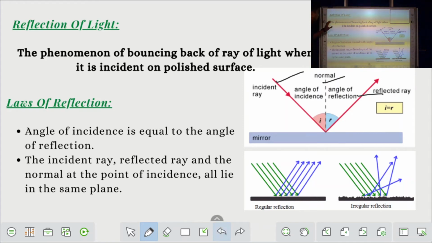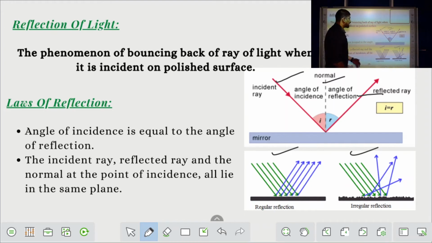Okay, so this is reflection of light. Remember, very important, angle of I will be equal to angle of R. Diagram, direction, incident ray, angle of incidence, normal, all this stuff is very important. Then you can see one more diagram here, which is called regular and irregular reflection.